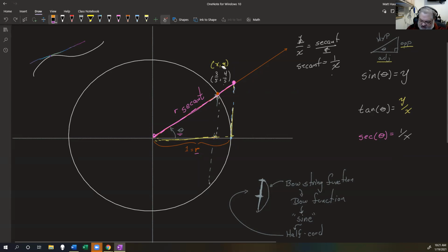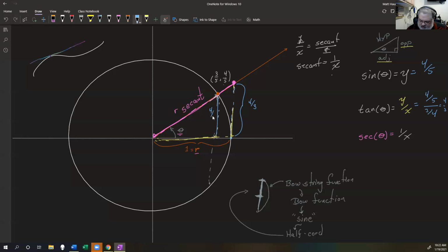If all we know is this intersection point at 3/5, 4/5, well, we can find the sine value just by knowing that y coordinate. We can find our tangent value by finding our y value over our x value. That's going to be 4/3 when we simplify it. So this length there is 4/3. This length here is the 4/5.